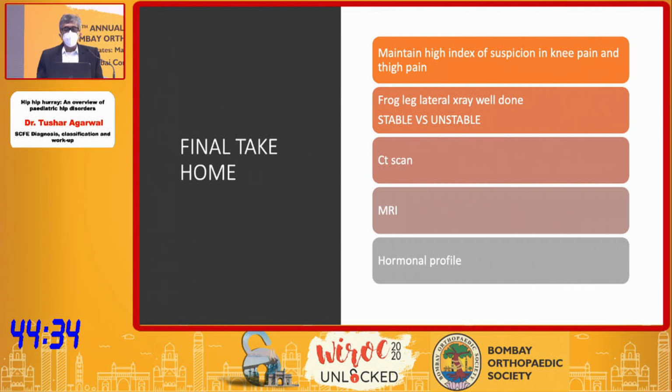So the final take home is: maintain a high index of suspicion in patients with knee pain and thigh pain, do a frog leg lateral view well, otherwise use CT scan, MRI, and focus on hormonal profiling in selected patients.